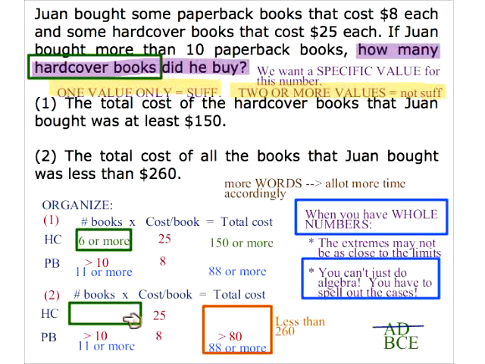So here there's no minimum on the number of hardcovers. It does say that Juan bought some books, so let's make it at least 1 or 2. But we could say like 2 of these, which would be $50. That's still way under 260. Or it could be 3 of these, $75, still way under 260. So this is insufficient.